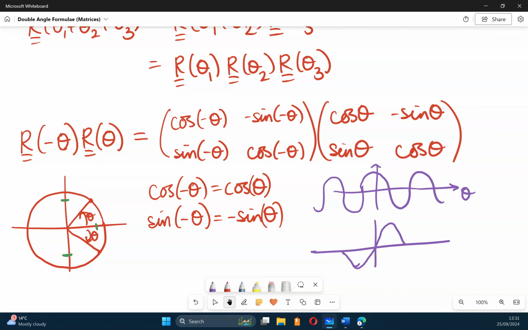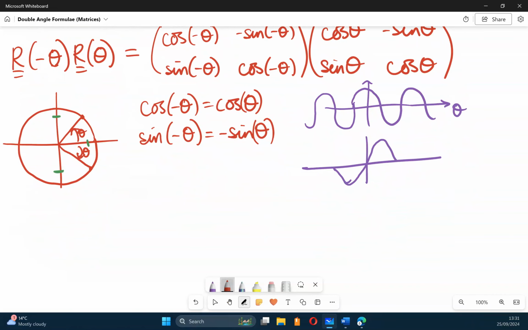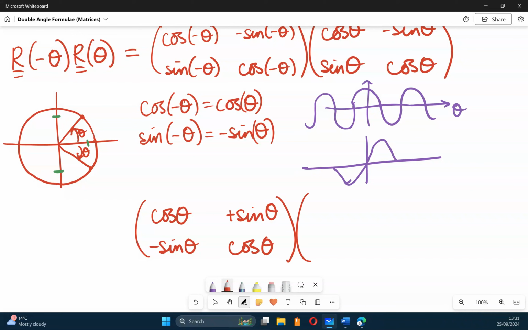So if we put all this in, what we've just got here is cosine theta. This will become plus sine of theta. This will become minus sine of theta. This will become cosine of theta. And then this part is still cosine of theta, minus sine of theta, sine theta, cosine of theta.